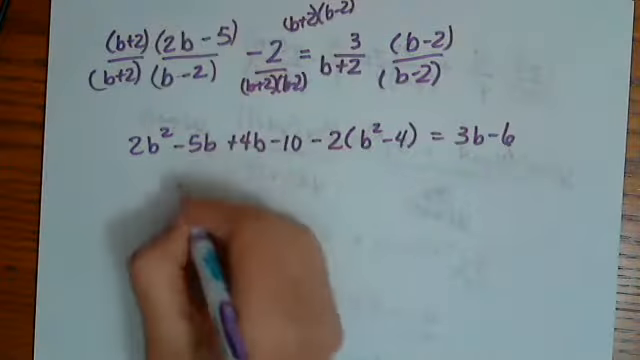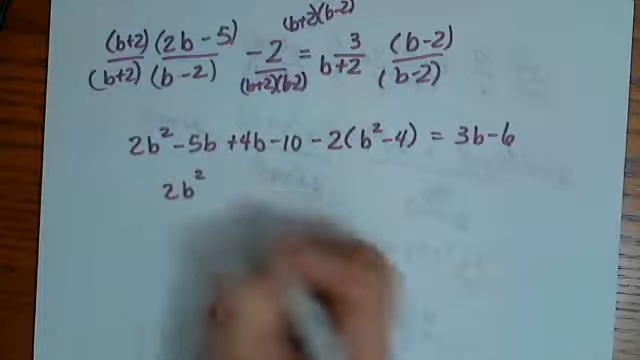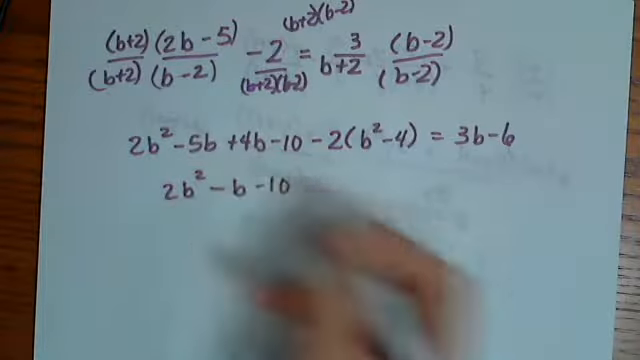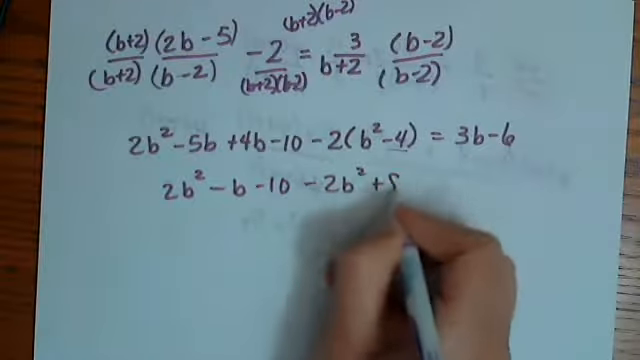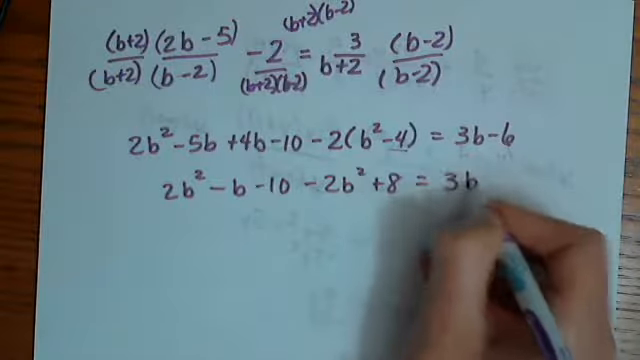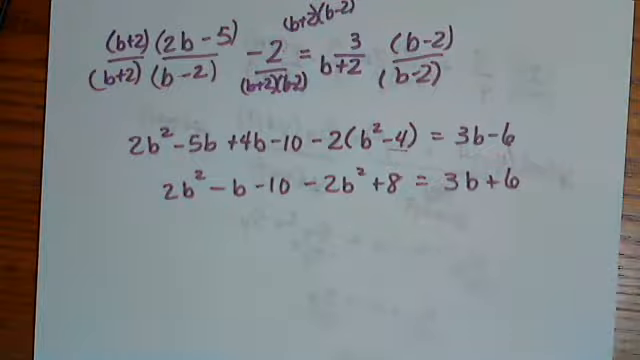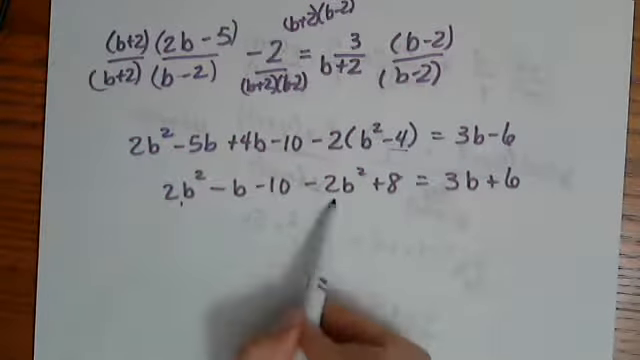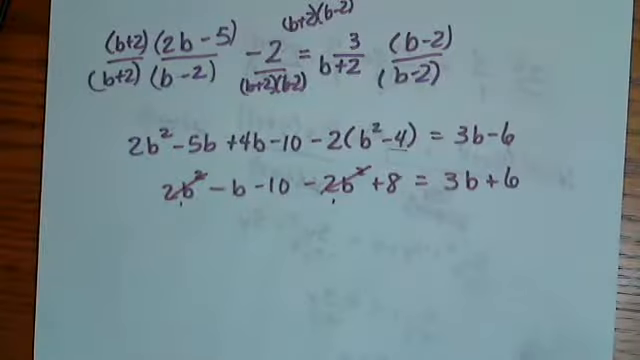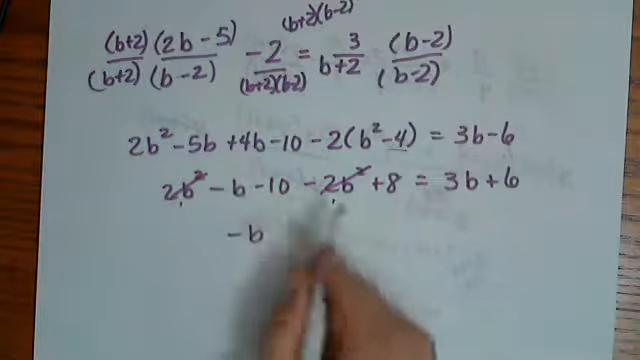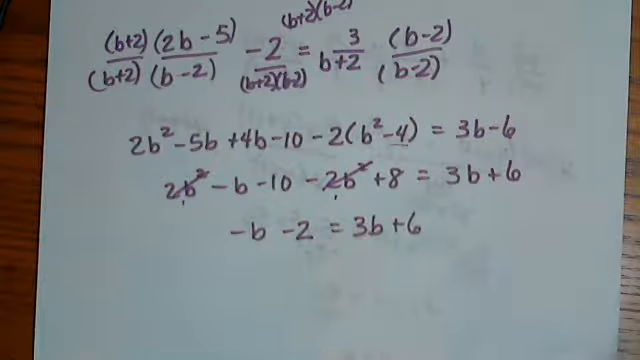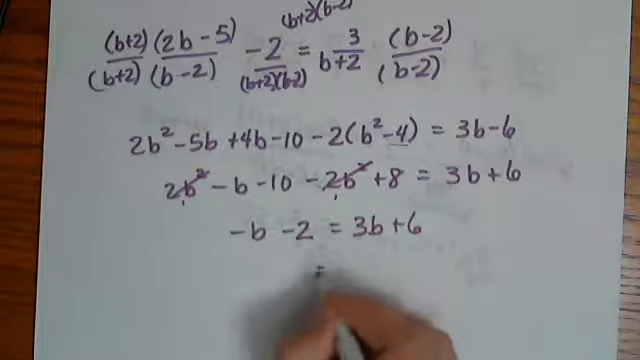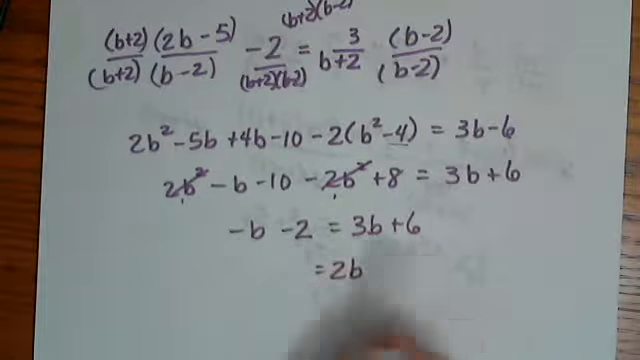Let's see, what can I simplify here? I've got 2b squared minus b minus 10. Here I'm going to have a minus 2b squared plus 8 equals 3b plus 6. You all still with me? 2b squared minus 2b squared cancels. Minus b minus 2 equals 3b plus 6. Okay. Oops. Made a mistake there.